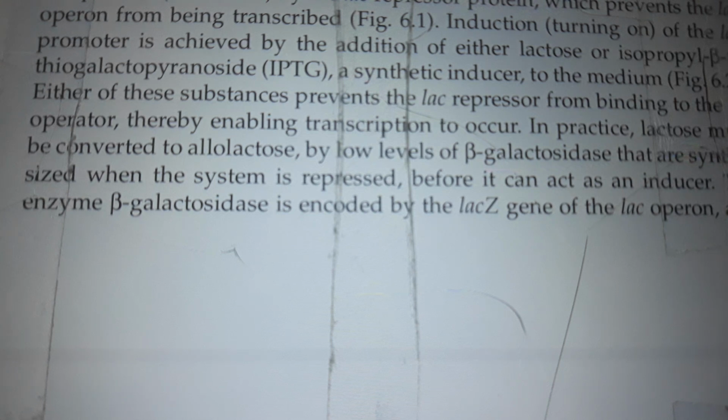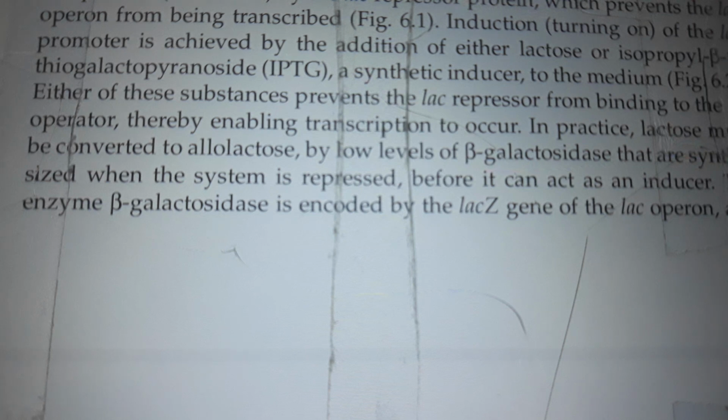Induction, turning on, of the lac promoter is achieved by the addition of either lactose or isopropyl beta-D-thiogalactopyranoside, IPTG. Let me spell that again for you. Isopropyl beta-D-thiogalactopyranoside, IPTG, a synthetic inducer, to the medium, figure 6.2. Either of these substances prevents the lac repressor from binding to the lac operator, thereby enabling transcription to occur.